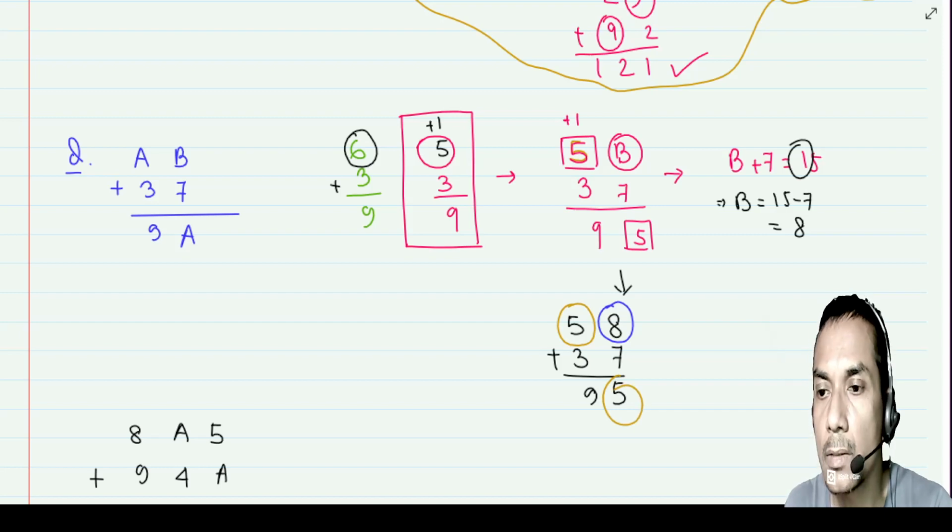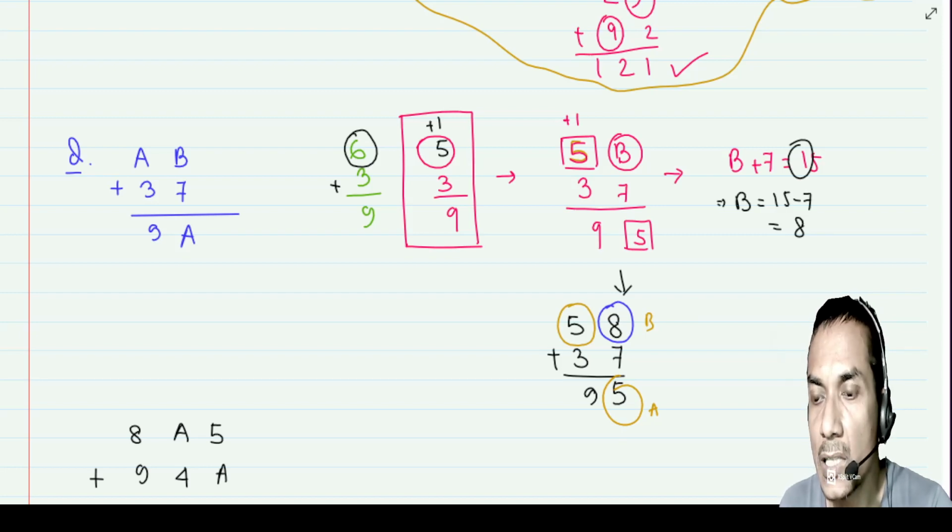Clear? It is clear. This is the A, this is the B. Now check the sum. 8 plus 7, 15. Carry forward 1, 6, 9. So it is correct. Okay.